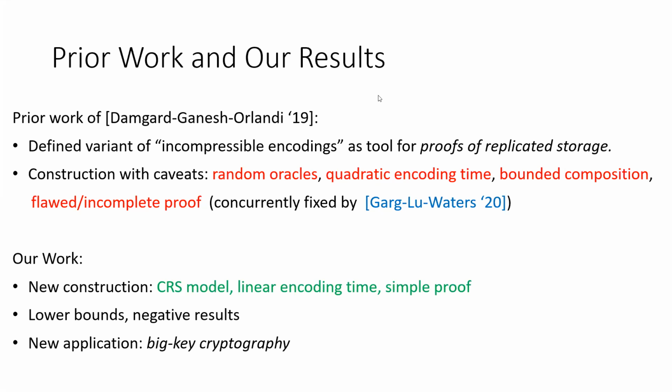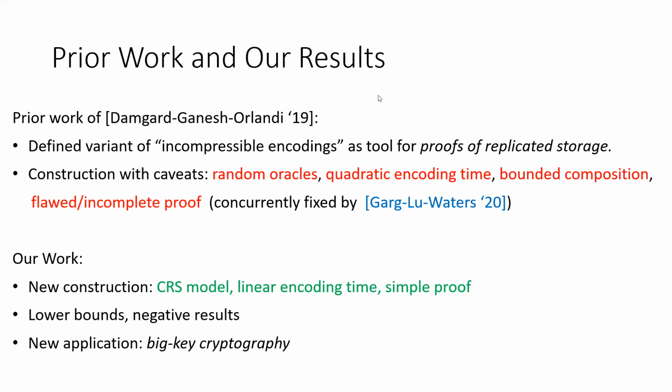So in our work, we take a different approach. We give a different construction of incompressible encodings with several benefits. We get security even in the common reference string model rather than the random oracle model, so we get rid of random oracles. The encoding time is linear. And we have a very simple proof. It'll be like one or two slides that I'll show you in a little bit.